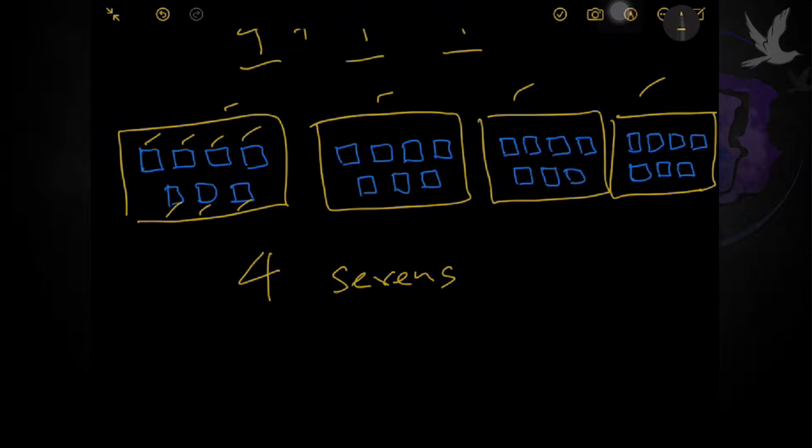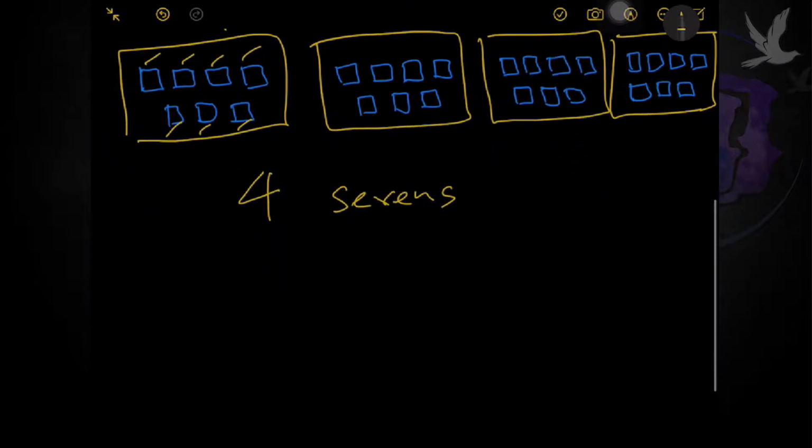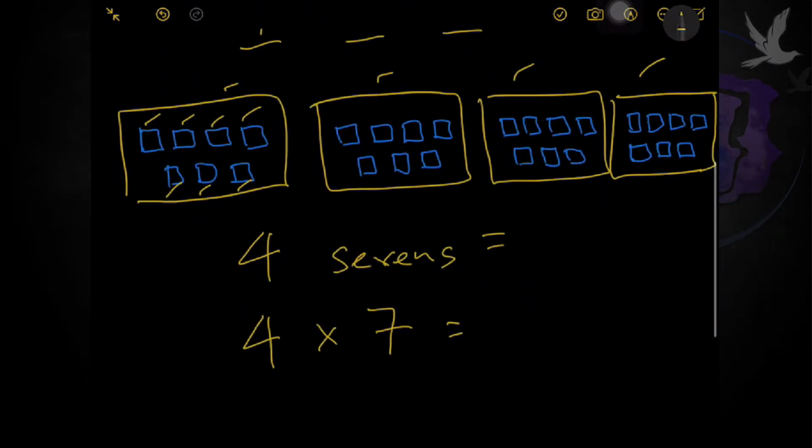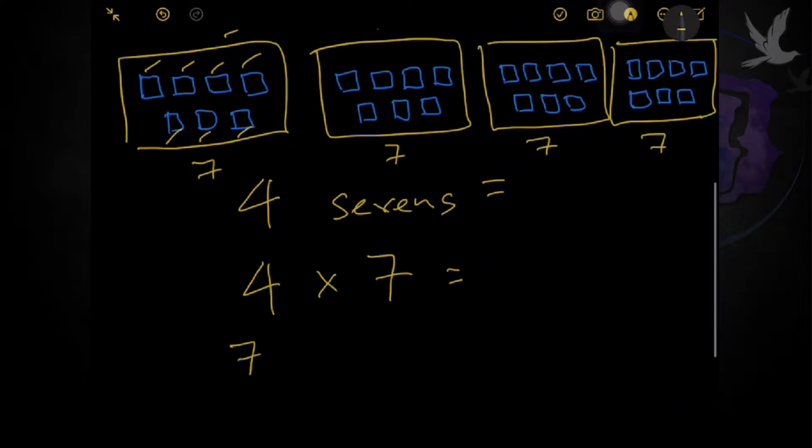Which means we can now write this down as a multiplication sentence as 4 times 7. Which can also be written as an addition sentence like what we did earlier. So this is 7, another 7 here, another 7 there. So that's 7 plus 7 plus 7 plus 7.